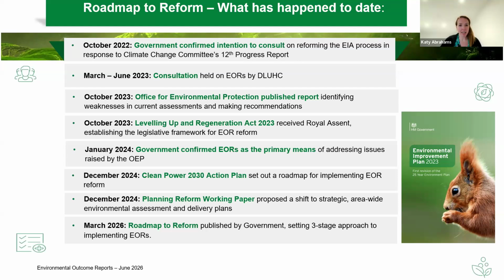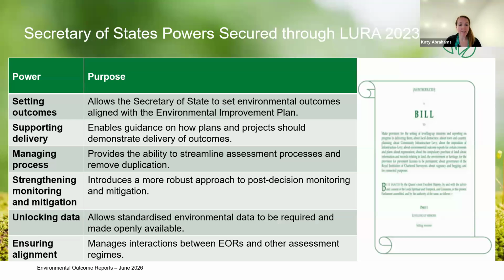So moving on to the next slide, the Levelling Up and Regeneration Act 2023 gives the Secretary of State numerous powers: to set environmental outcomes, as we've heard, to publish guidance, to streamline the process, to introduce a more robust approach post-decision for monitoring mitigation, to standardise data, and to ensure alignment.